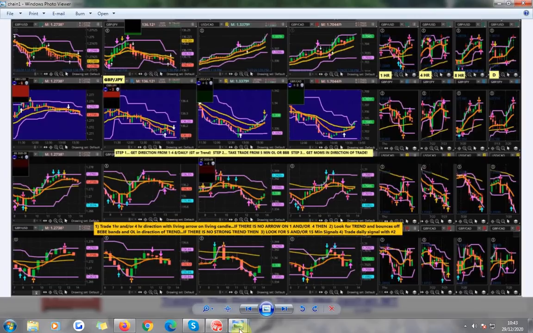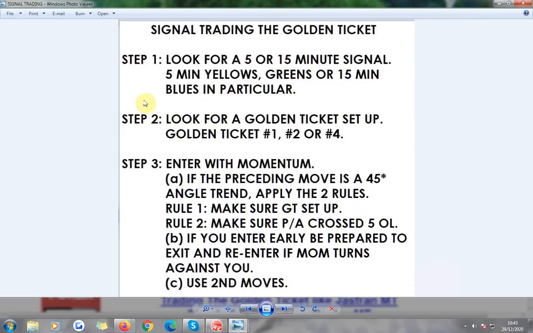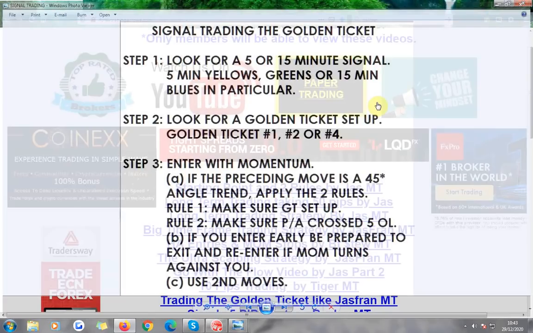So as I said, if you're struggling, just look for these starting points, and that basically is it. Look for a 5-minute or a 15-minute signal. That's your starting point. Then look for a golden ticket setup. Assign a golden ticket setup to that 5-minute or 15-minute signal. Enter with momentum. You've got 3 things to watch out for there. Basically, it's not hard at all, guys.